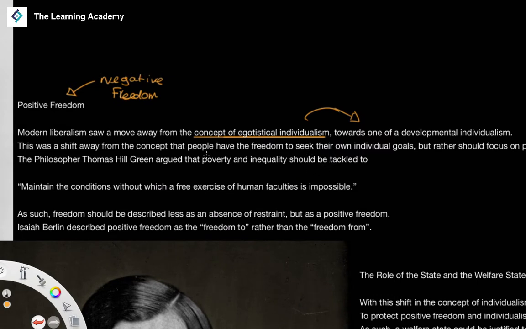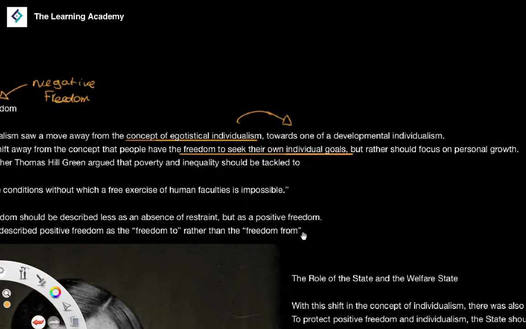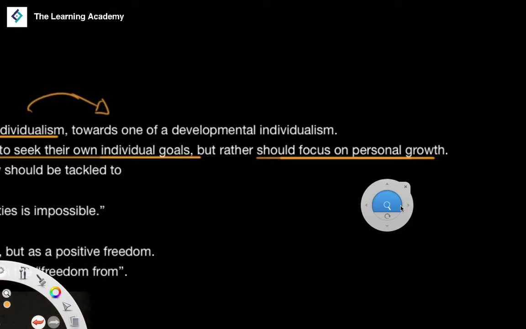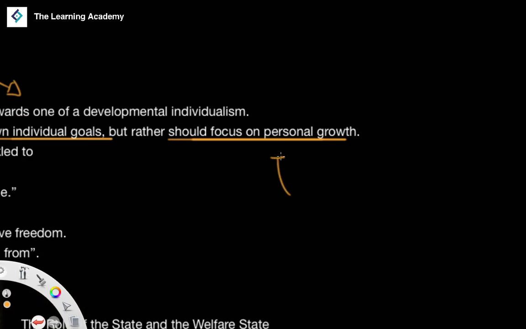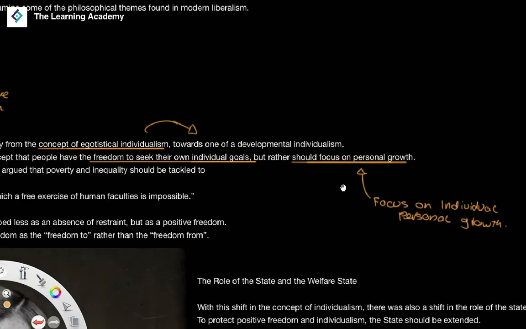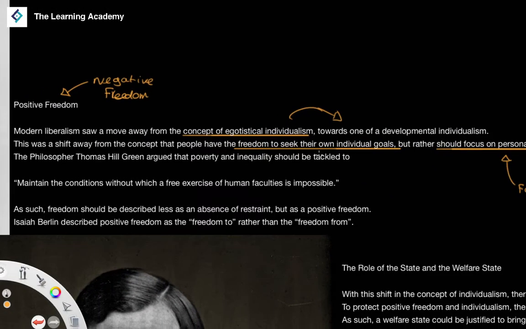And so this was a shift away from the concept that people have the freedom to seek their own individual goals, but they should rather focus on their own personal growth. And this is what developmental individualism really means. So this is a focus on individual personal growth. Okay, and this has some concepts and some side effects for the concept of negative freedom.